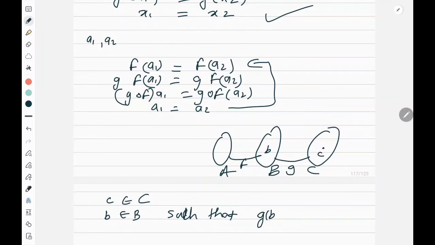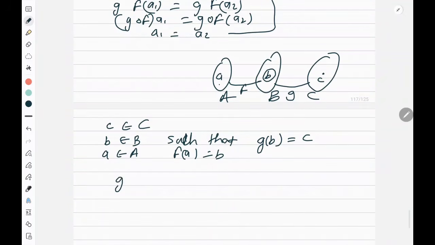g of b is equal to c. Correct? g of b is c, because it is given that f and g both are onto. Now g of b is sitting here, so there must be an element a here such that f of a is equal to b. Right? So now what will I say? There exists some a in A such that f of a is equal to b.